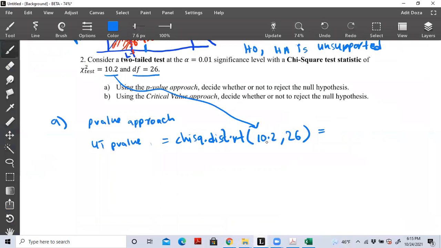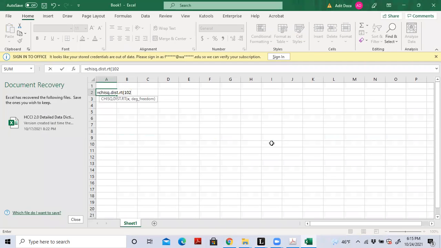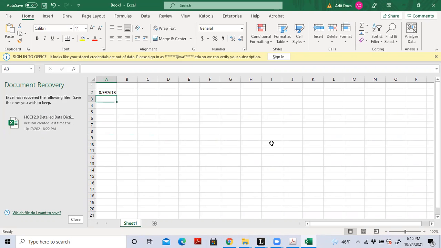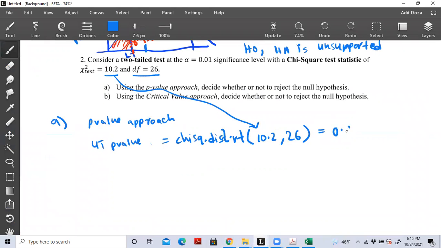And what is our x? 10.2. And the degree of freedom was 26. So we got the p-value is 0.9976 to 4 decimal places, right? It's bigger than alpha. So no, but we haven't finished yet. You also have to calculate the lower tail p-value.